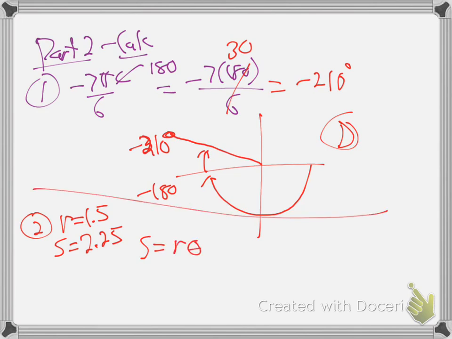Put it on your 3x5 card. S equals R theta, where S stands for arc length. So have S equals R theta definitely on your 3x5 card. That's one of the ones we did in homework. All right, and S is 2.25, so 2.25 is R, 1.5, times theta. Good so far. Just put in the S, put in the R.